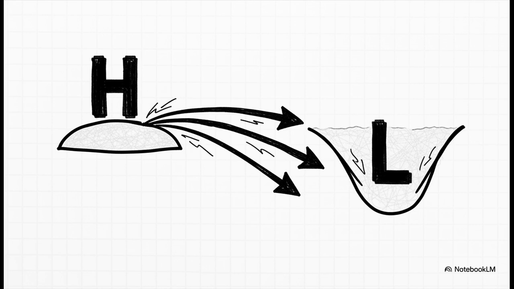This slide, my dear students, this is the golden rule of this entire chapter. If you remember only one thing, please remember this. Wind always moves from an area of high pressure to an area of low pressure. Always. It's just like water flowing downhill. It's a basic law of physics.